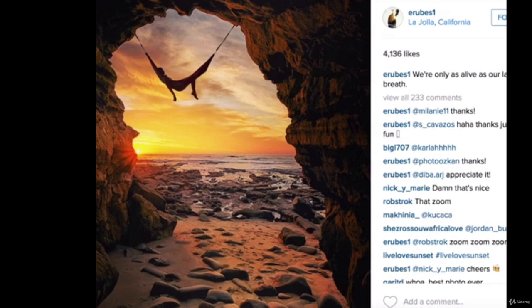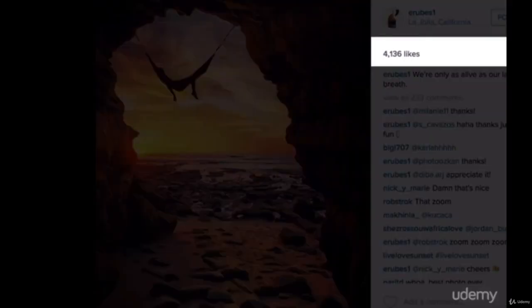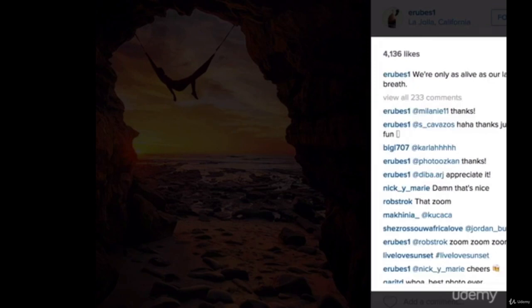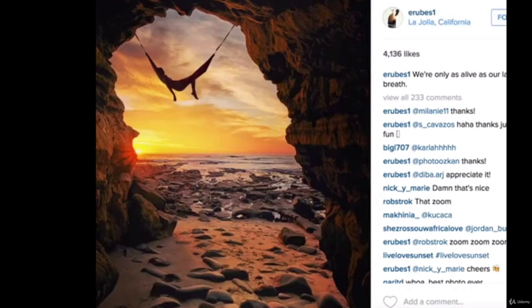So what you're looking at right now is a photo by eRubes1. They posted a photo and they had the hashtag beach, and that's how I found this photo. And as you can see on the right, they have 4,136 likes on this photo and a lot of comments, lots of people tagging their friends, a lot going on. Here's the thing. If you were scrolling through your newsfeed and you see this picture with all this social proof, so all these likes and comments, you are far more likely to like this picture yourself and comment on it compared to if it had a low number of likes or no likes and no comments.